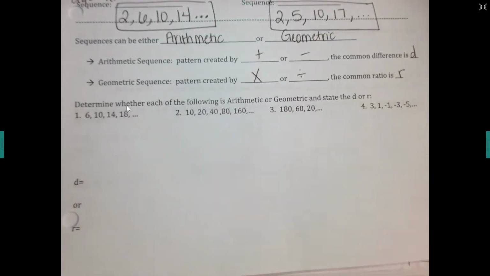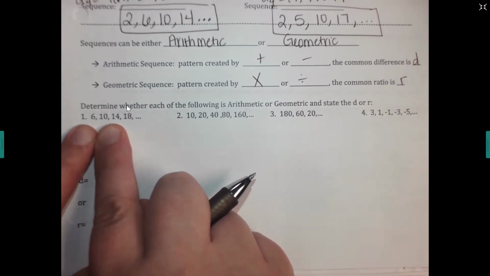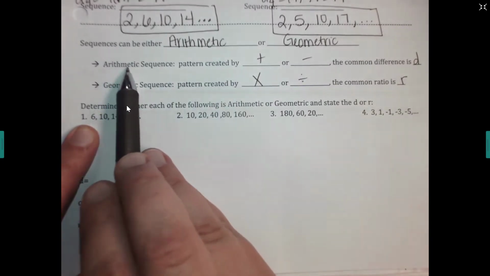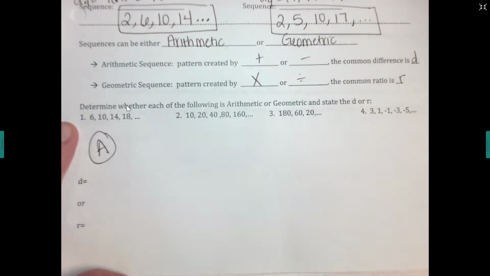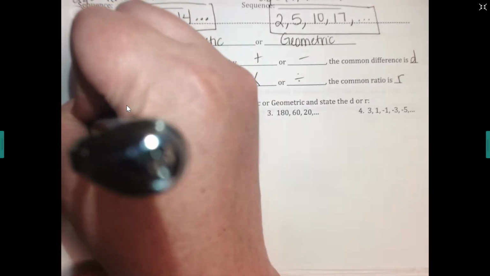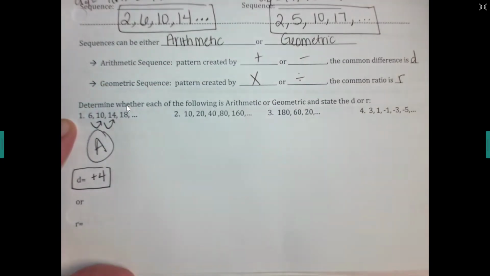So real easy on these next 4 examples. We're just going to classify what type the list is. So this first one goes from 6 to 10 to 14 to 18. What's the pattern? Is it plus minus or times divide? Plus minus makes it which type? Arithmetic. So put a big A for arithmetic. And then we're going to put what the difference is. What is the pattern from number to number? Plus or minus how many? Plus 4 each time. So your difference would be plus 4.